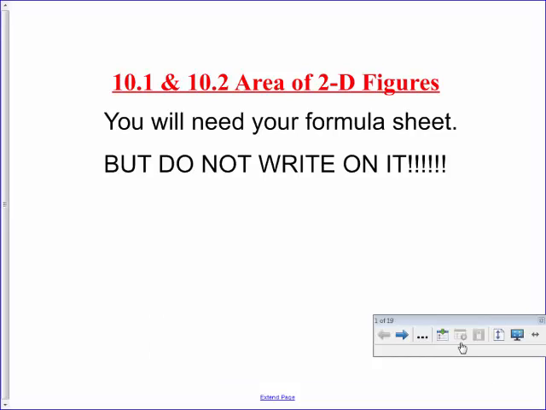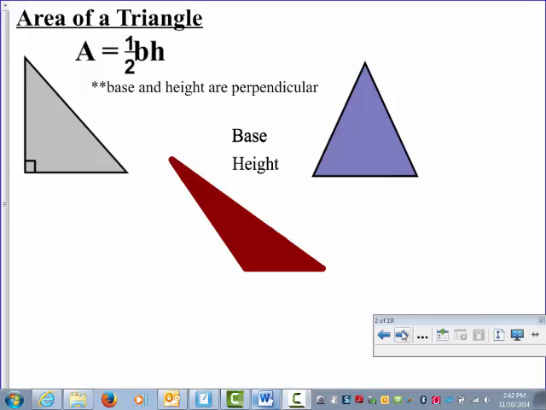Today we're going to be using our formula sheet to go over the area of two-dimensional figures. So please don't write on it because you'll be able to use the formula sheet for any of your tests or quizzes in this class. So let's go ahead and look at the area formula for a triangle.